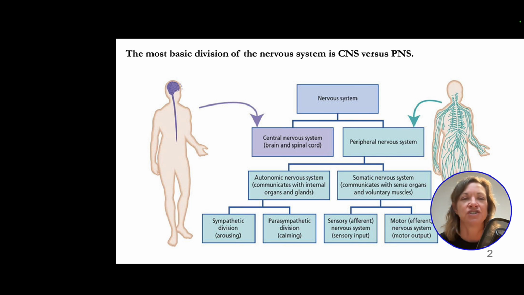So the most basic division that many of us are familiar with is CNS versus PNS. And in this simple schematic, the CNS is here, everything in purple, and it's the brain and the spinal cord. Pretty simple. The PNS is everything in blue. It's essentially everything else. So the peripheral nervous system includes both autonomic and somatic classifications, sympathetic and parasympathetic divisions, and sensory and motor efferent divisions. So you can see these are all different ways of dividing up this really big, anatomically peripheral nervous system.